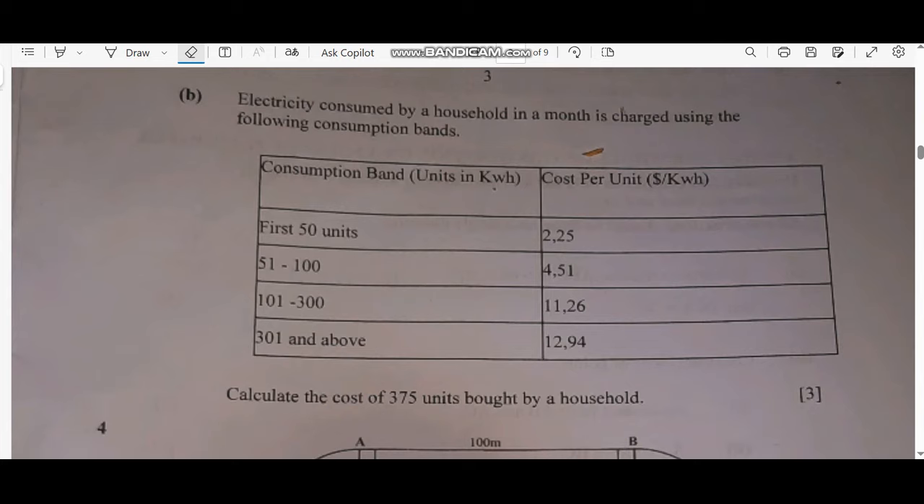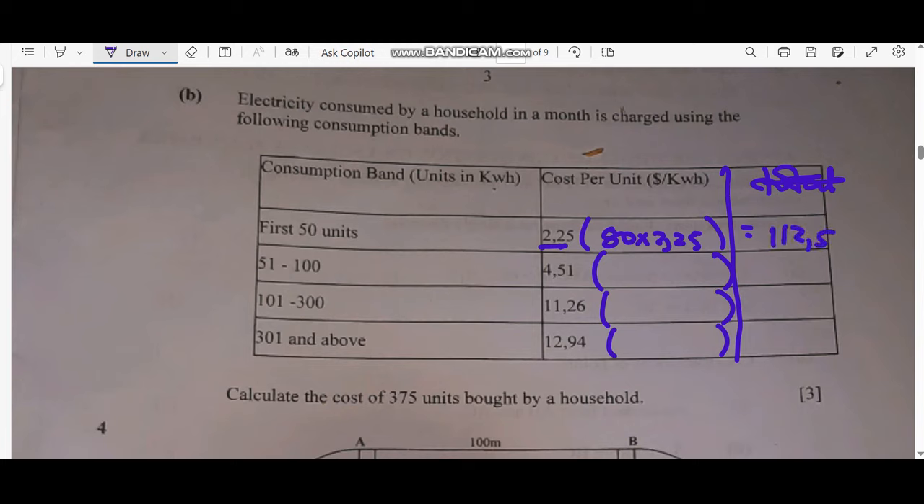So for us to calculate this well, we find the total for each band. 50 units times $2.25, and when we multiply we get $112.5 for the month.